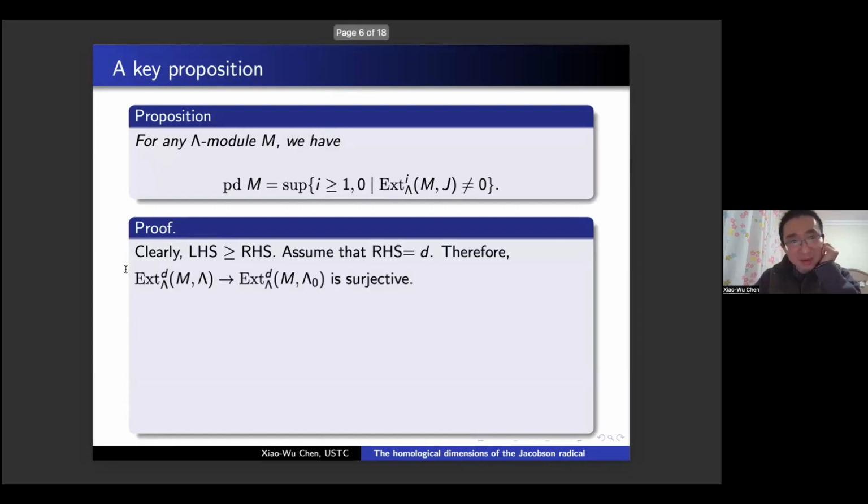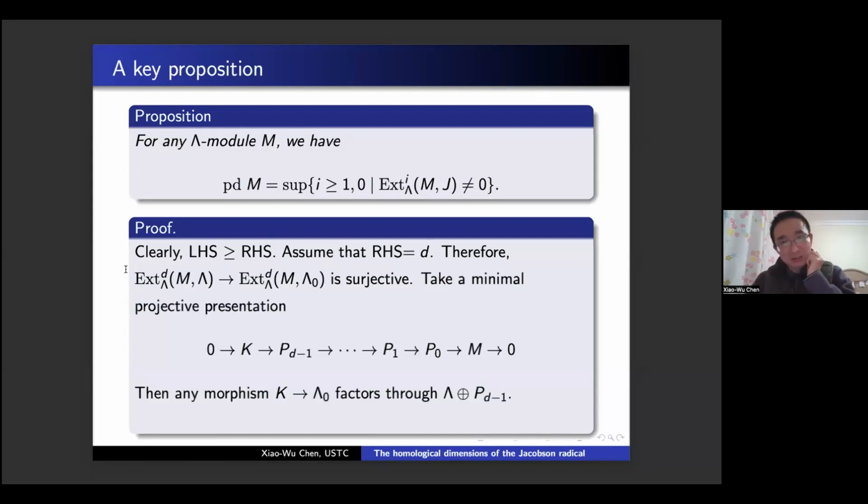Clearly the left-hand side is bigger. For the other direction, we assume that the right-hand side is D, which is finite. So this non-vanishing holds. In particular, the extension group of degree D plus 1 of M and J is 0, so the map induced by the projection of lambda to lambda 0 is surjective on the extension. So yes, thank you.